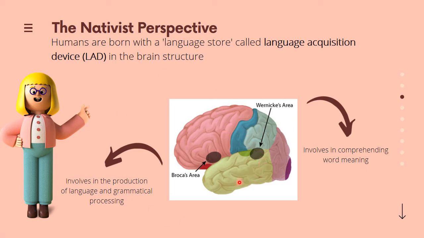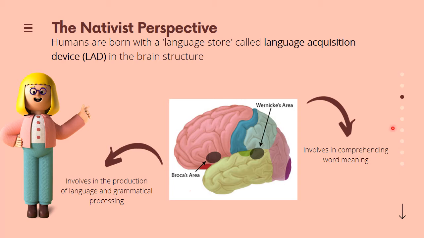It is said that there are two areas that are related to language. The first one is Broca's area. It is involved in the production of language and grammatical processing. Damage to this part has been shown to significantly affect the use of spontaneous speech and speech control. Words may be uttered very slowly and poorly articulated.